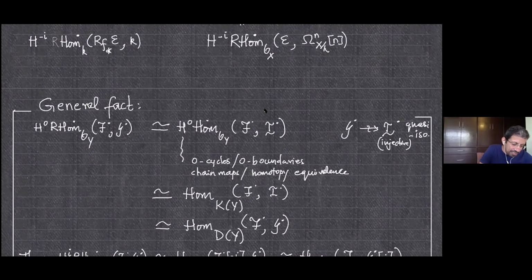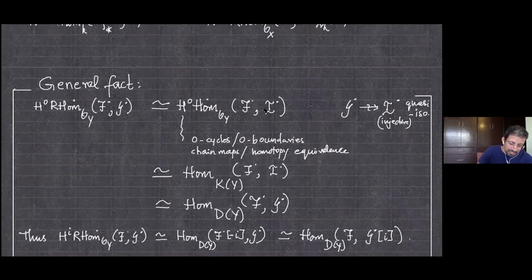This is over any Y, any scheme or any topological space, whatever. So H^0 RHom_{O_Y}(F^•, G^•) is isomorphic to, by definition, H^0 Hom_{O_Y}(F^•, an injective resolution of G^•). So you put I^• here. Injective resolutions exist, so I'm not going to bother about this point too much. Here it's not just a sheaf, it's a complex, but you can still find a quasi-isomorphism to a complex of injectives. That's the definition of injective resolution if G^• is bounded below. But in general, one has to worry a bit more.